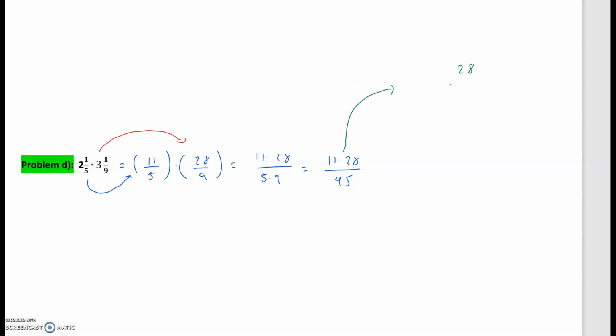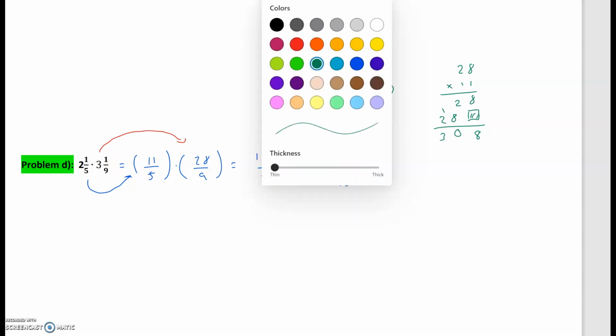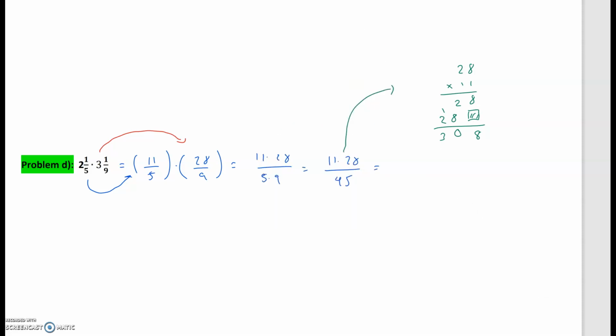Let me just do the multiplication on the side. So this will be 28 times 11. This is going to be an 8 and a 2. And don't forget the space for it. And then another 28. So this is going to be an 8. That's going to be a 10. And then we carry 1. So 308. So our improper fraction is going to be 308 over 45. That's going to be one of our answers.